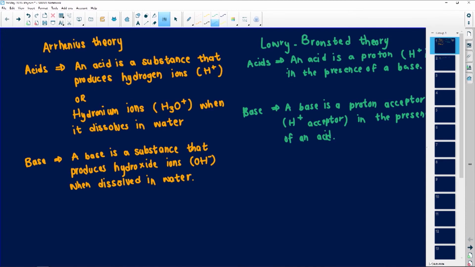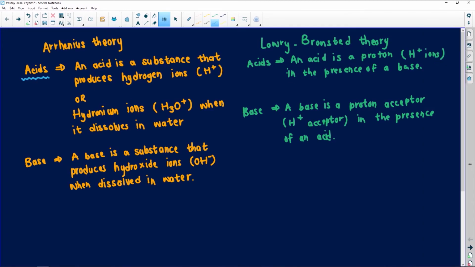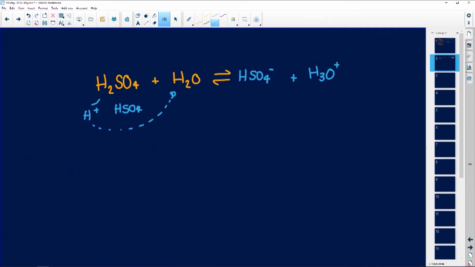Just want to go back to this side. Sulfuric acid is an acid. Now, you see what happened? It lost an H plus. And what did it do? It formed an H3O plus. So we're still on the right track. And that's then according to Arrhenius' theory.